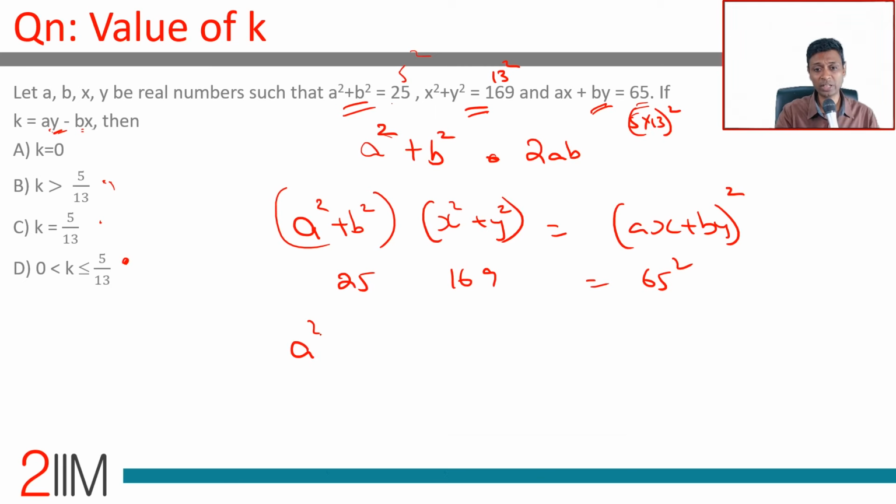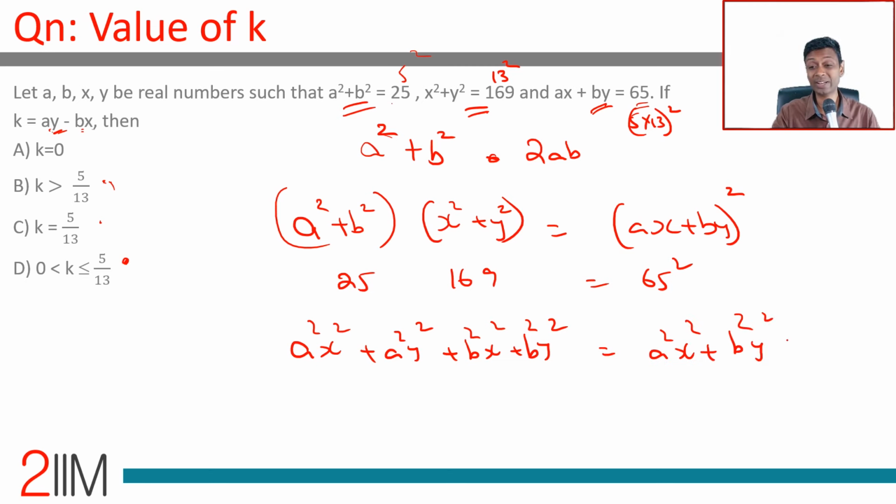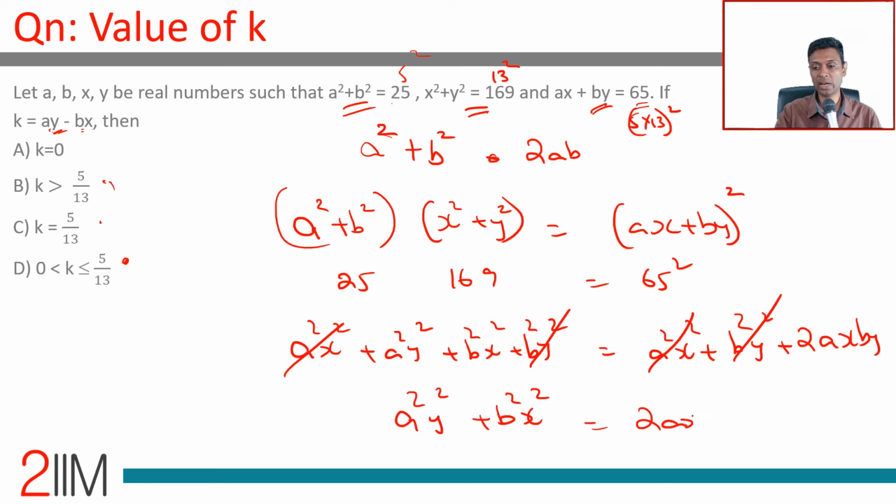So if we expand this, we get a square x square plus a square y square plus b square x square plus b square y square equal to a square x square plus b square y square plus 2axby. This gets knocked off with this. This gets knocked off with this. A square y square plus b square x square equals 2axby. It's a wonderful expression, especially if you write it like this. A square y square plus b square x square minus 2axby is equal to 0.